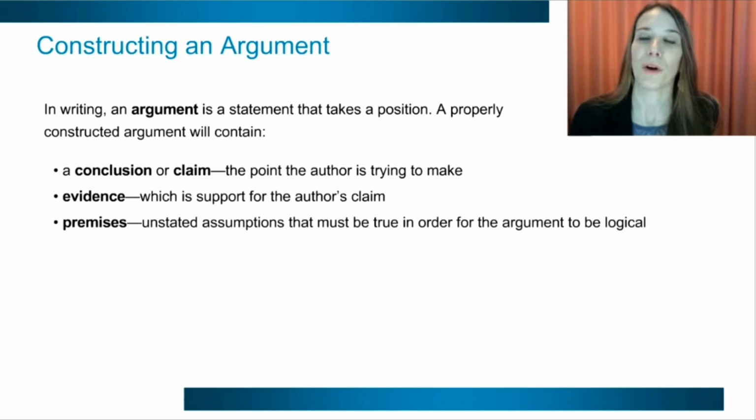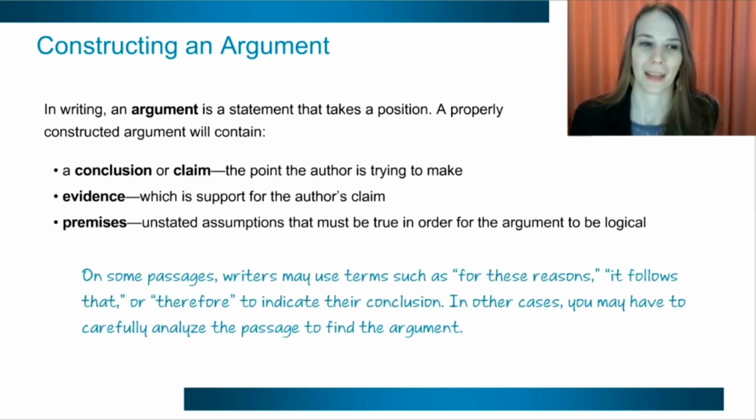And finally, most arguments have a premise. This is sort of the unstated assumption. This is something that must be true in order for the argument to be logical. And we'll see several of these premises as we work through some sample text today. So all three of these components need to be there in order for the author to have a properly constructed argument.